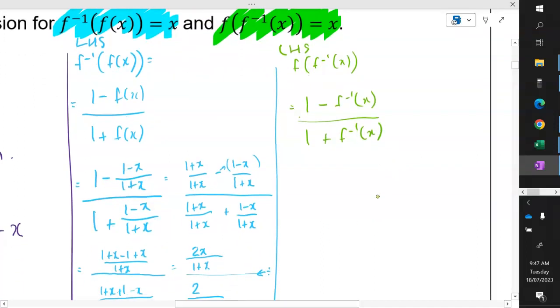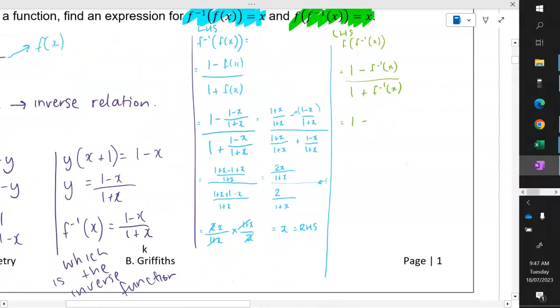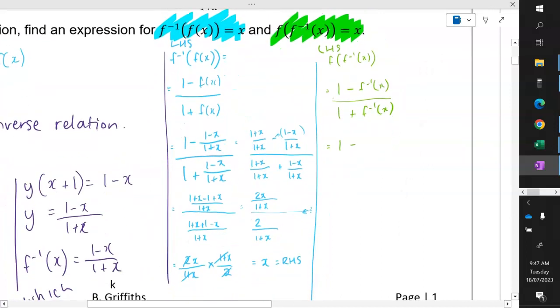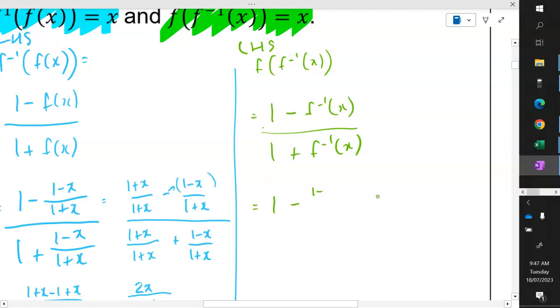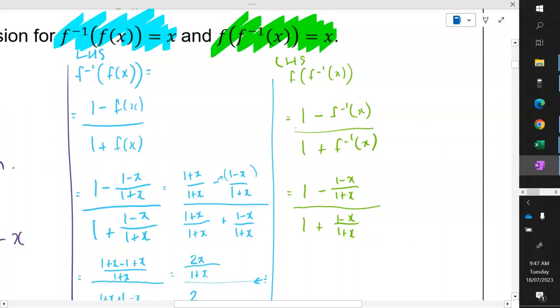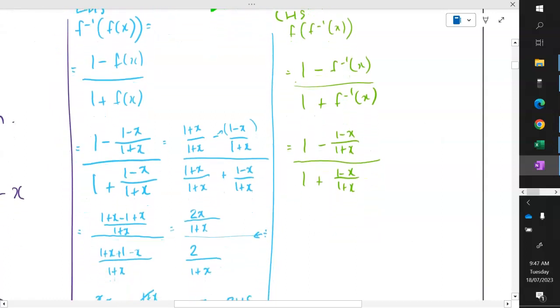So let's pop those in there. So 1 minus our inverse of x, you look back down here, it was exactly the same as our function anyway. (1 minus x)/(1 plus x). So we're going to have 1 minus x over 1 plus x on the top, all over 1 plus (1 minus x)/(1 plus x). And what you can see, it is identical to what we had previously.